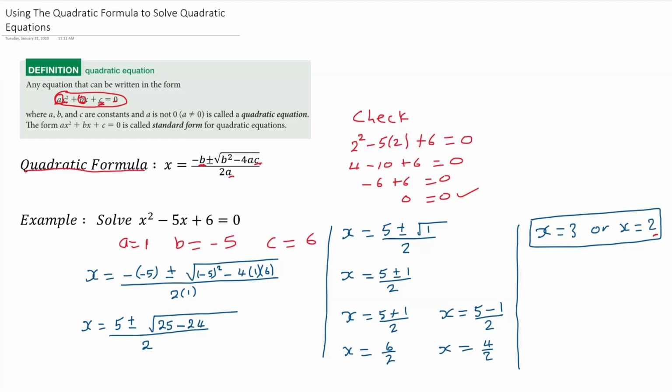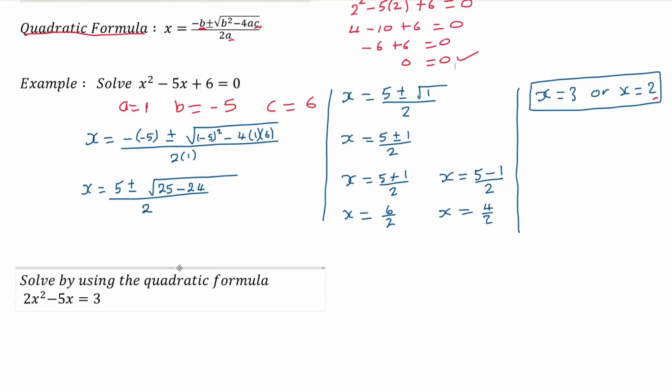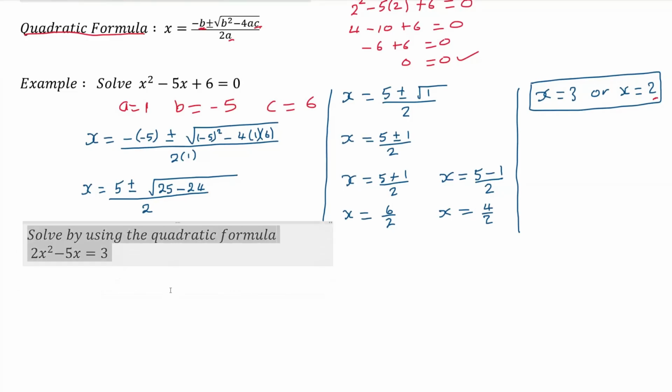So that's how the quadratic formula works. You just identify a, b, c, and then you substitute them in the formula. You would have to memorize the formula. Let's try another example. Suppose we want to solve 2x squared minus 5x equals 3, and we're using the quadratic formula.